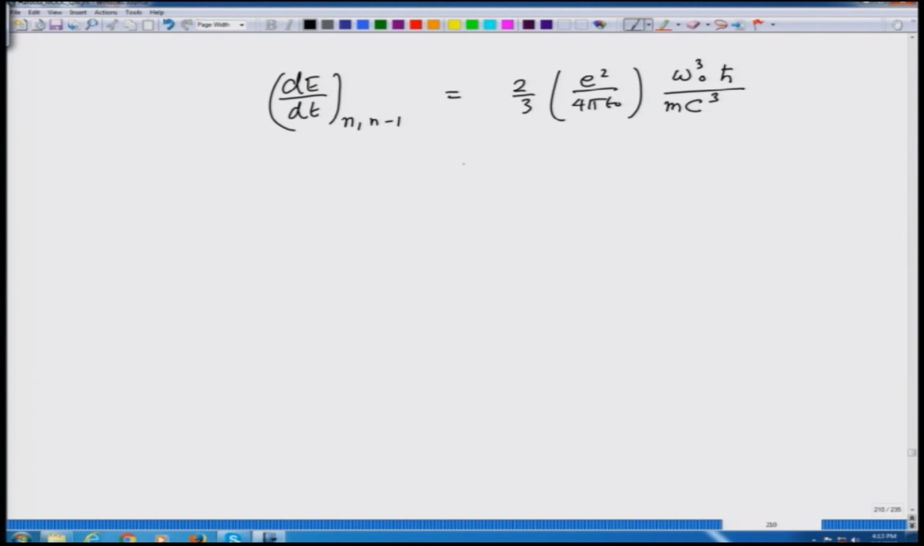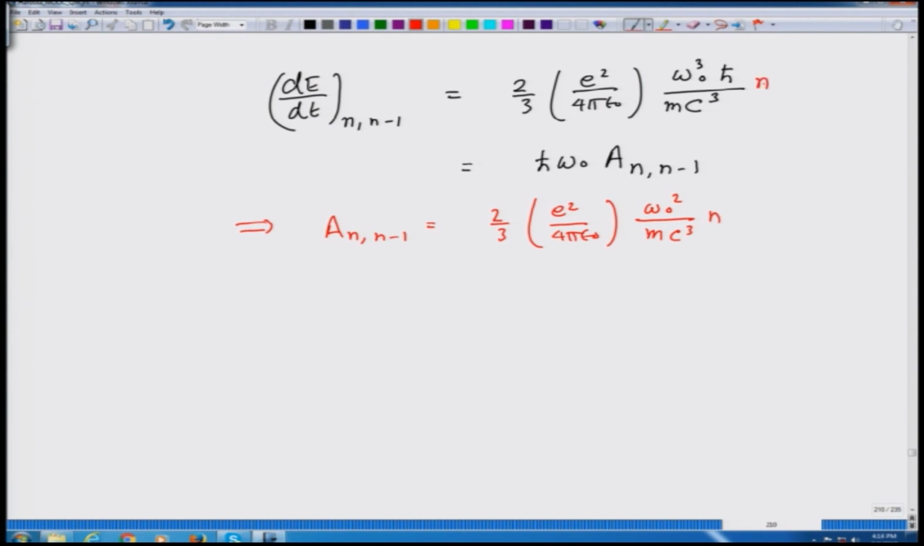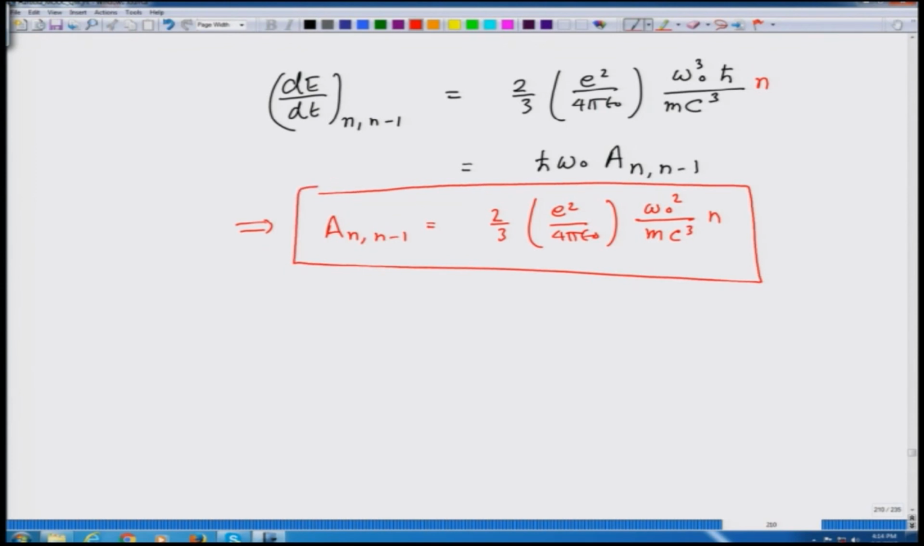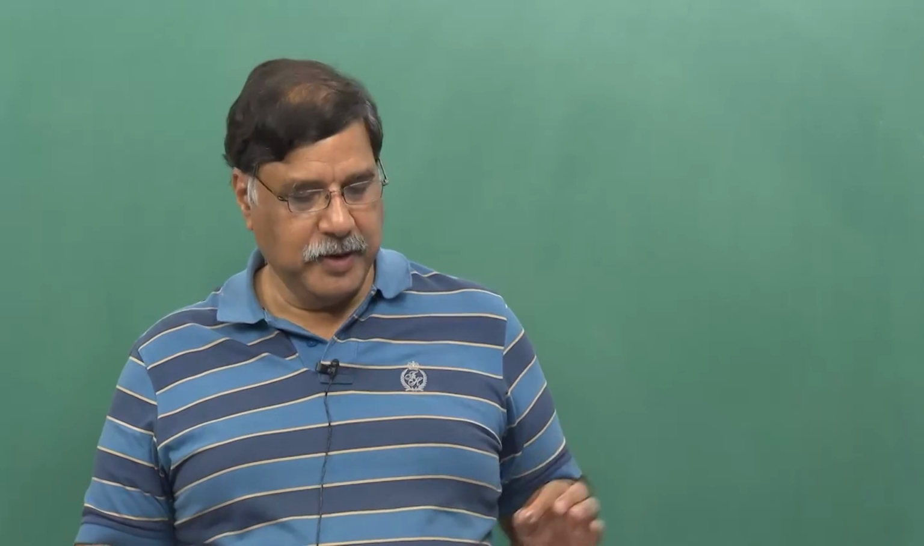And recall that this is also equal to h cross omega 0 times the Einstein coefficient A for n to n minus 1, and this immediately gives me the answer that the Einstein coefficient for n to n minus 1 is going to be 2/3 e square over 4 pi epsilon 0 omega 0 square over m c cubed. And there is an n also, because the c n factor has n, and this is precisely the answer we had obtained earlier. So quantum mechanically we have also calculated this through a purely quantum mechanical calculation.